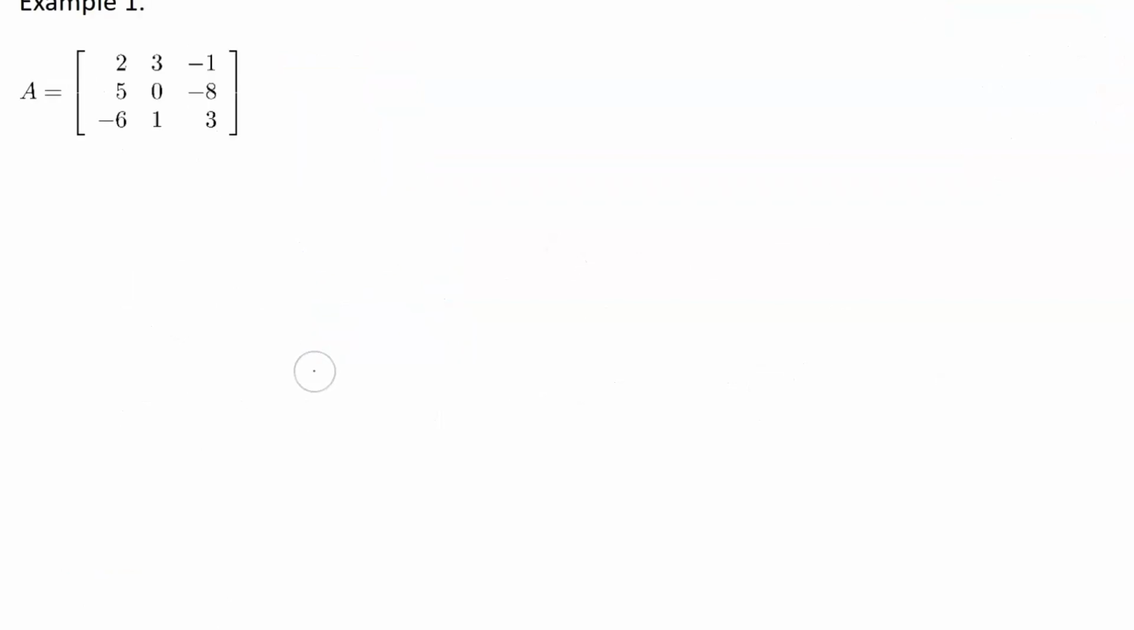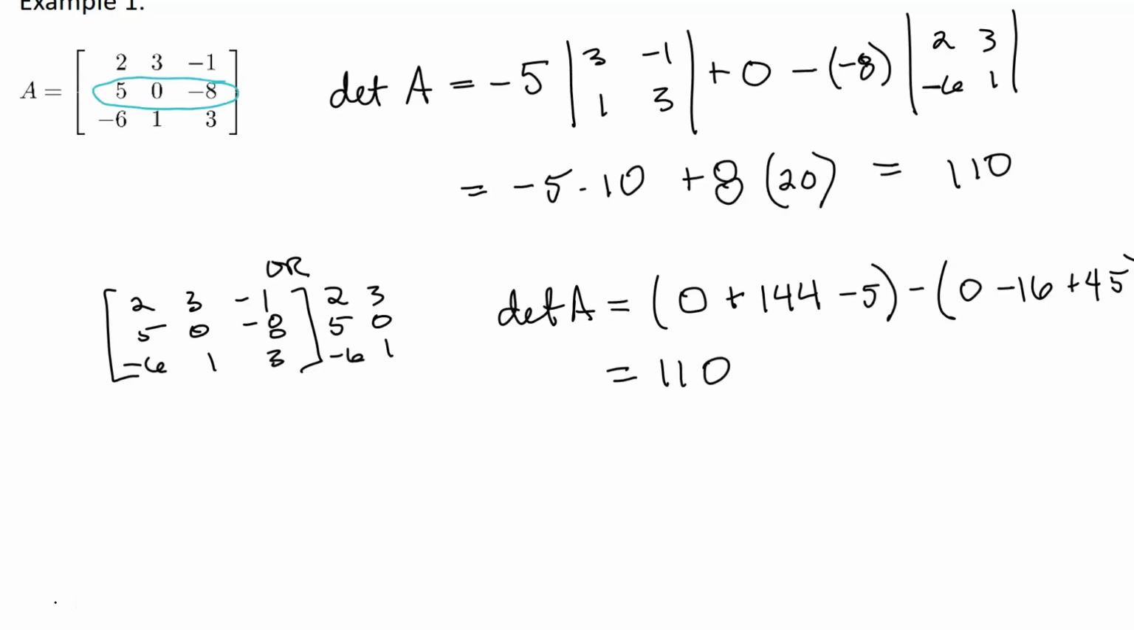So you can compute determinants of 3x3 matrices also by cofactor expansion. And maybe you can try this one, and then in a couple seconds the solution will pop up. Okay, so making use of those zeros, definitely always a good idea.